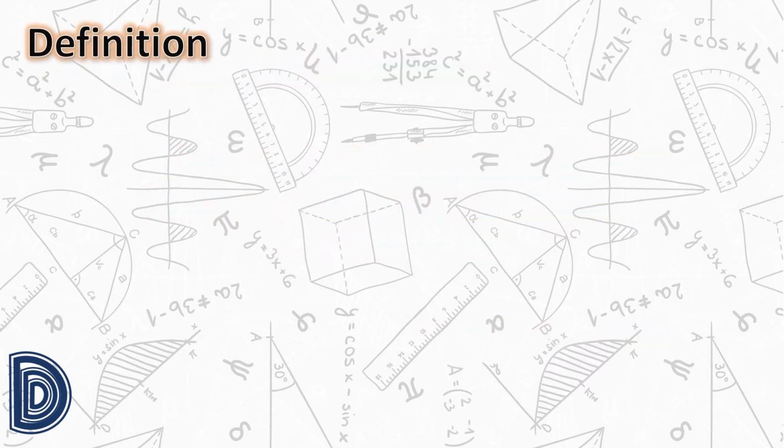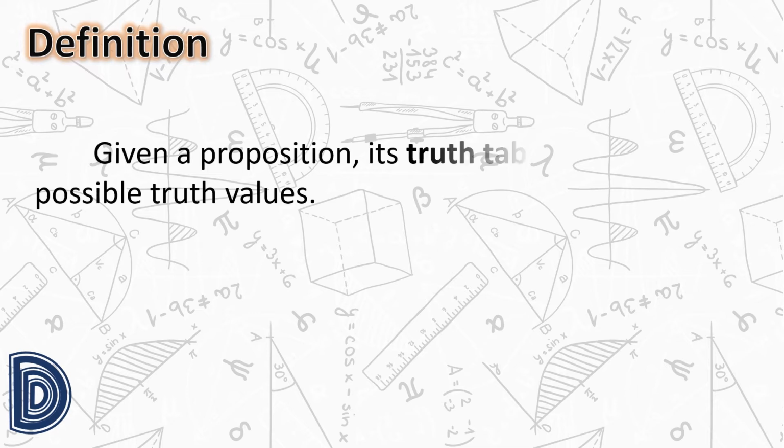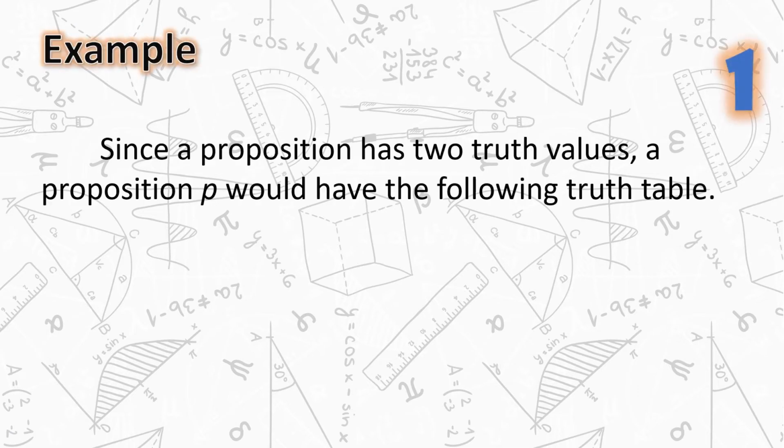Let us start with the definition of a truth table. Given a proposition, its truth table shows all its possible truth values. Let us have an example. Since a proposition has two truth values, a proposition P would have the following truth table. So for a proposition P, from the definition of a proposition, it can only be true or false. So there will be two rows on the truth table for a single proposition P.